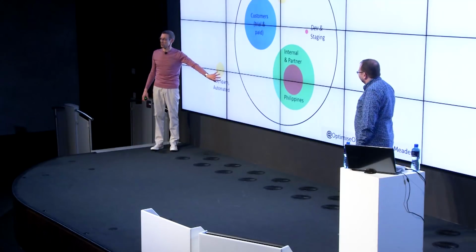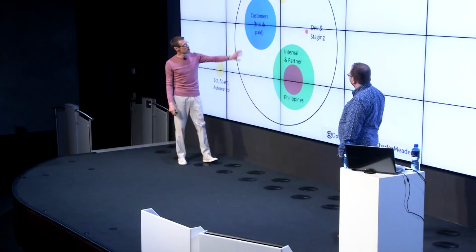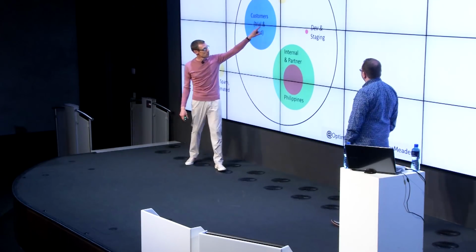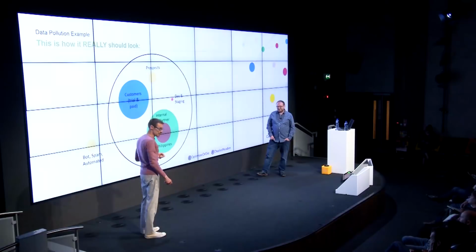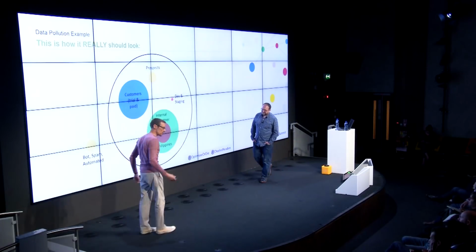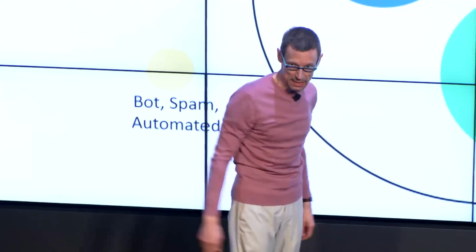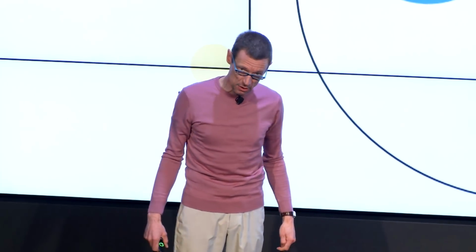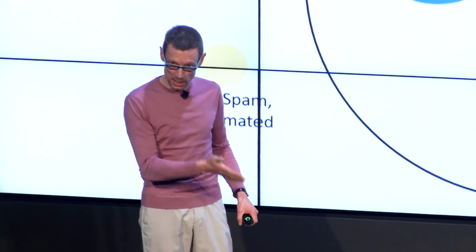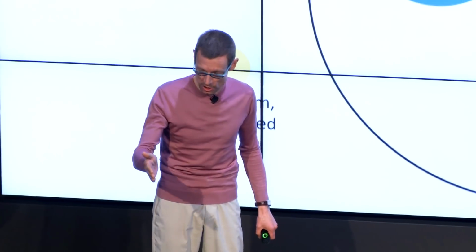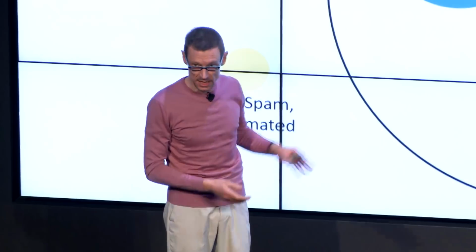And this is what they really wanted. The bot, spam, and automated traffic completely filtered out. One universe for customers that are in trial and paid. One view of prospects. All the dev and staging work, not in any of our live data. And then all the internal partner and Philippine stuff in its own view, right? And it seems really simple, but all this stuff was mixed together in a random pot to begin with, and their solution to this was to throw more money at it. They'd been spending like crazy, and the conversion rate was still dropping. Can you imagine the panic that had set in? So here's a company who is making really bad business decisions, losing money and panicking because their data isn't right.